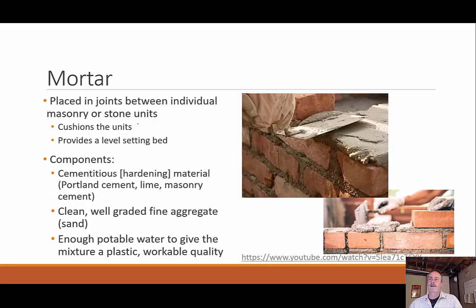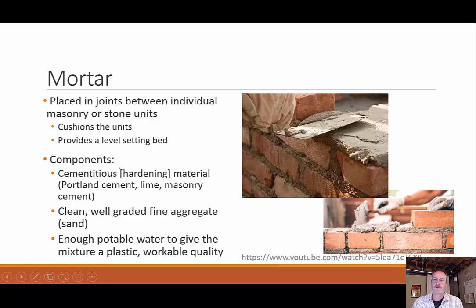As far as the mortar, where it goes in between, like I said earlier, in between our bricks, creating these little joint lines, right? And that gives a cushion to our units and also gives us a nice bed to set our bricks. You can make them all level, right? So it would compensate for any deficiencies within the brick as well. So what is it actually made out of?